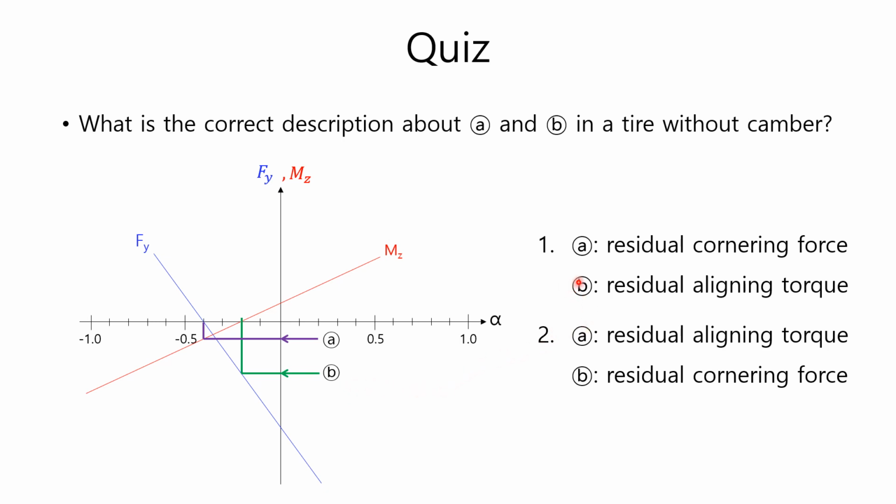Number 1. A. Residual cornering force. B. Residual aligning torque. Number 2. A. Residual aligning torque. B. Residual cornering force.